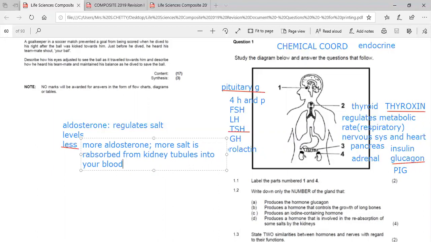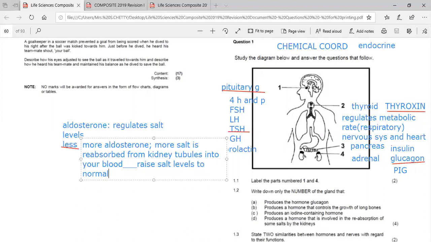More salt is reabsorbed. It was first absorbed in your digestive system. Now it is being reabsorbed from the kidney tubules back into your blood. And what is the consequence? This will now raise the salt levels to normal.